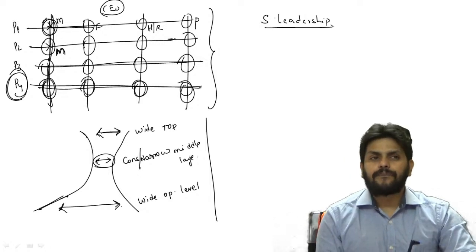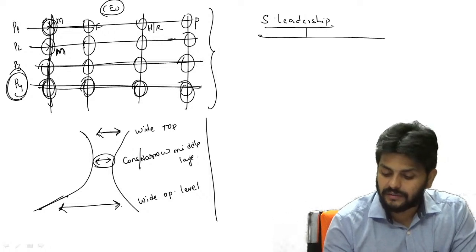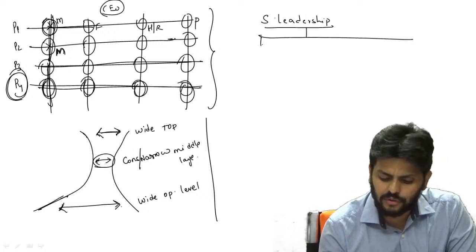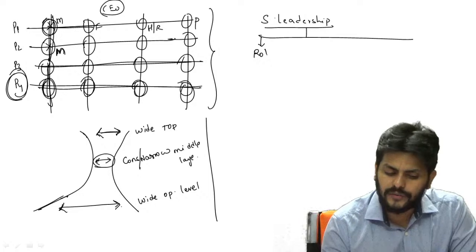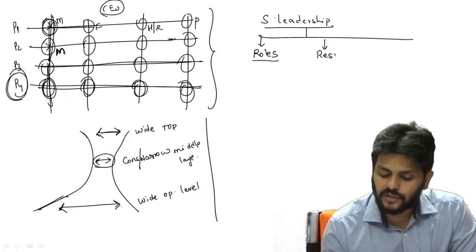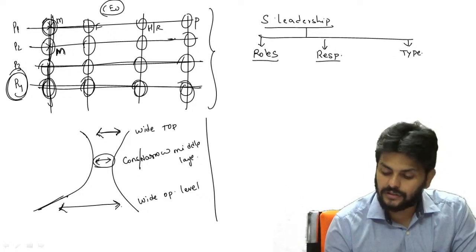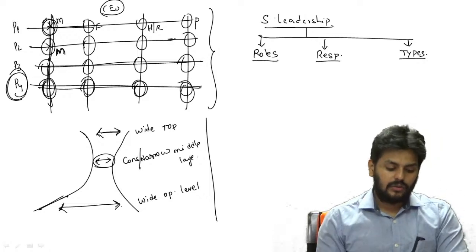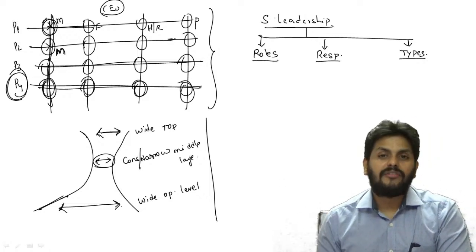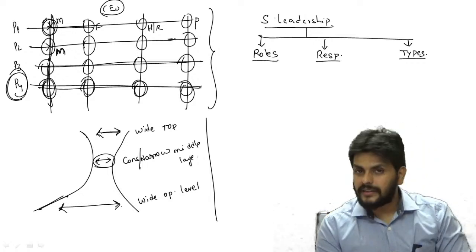And if there is anything that can come in the exam from leadership, there are three major parts of the questions. The first one is roles of a leader. Then we have responsibilities of a leader, and then we have the types of leadership style. Okay, so roles of a leader. If you're asked what the roles of a leader are, 5 roles are there.